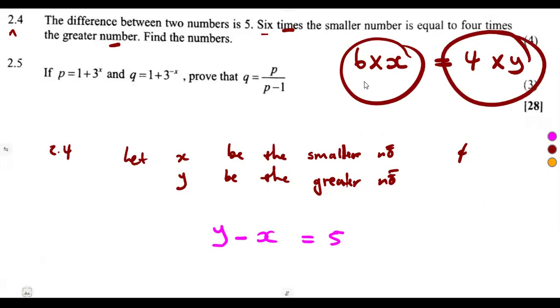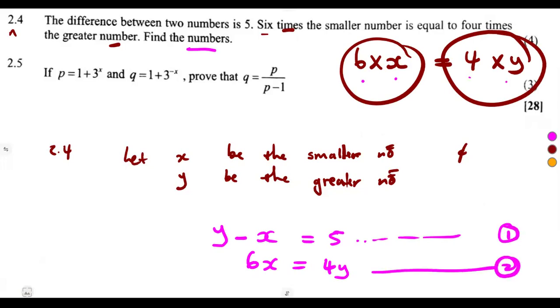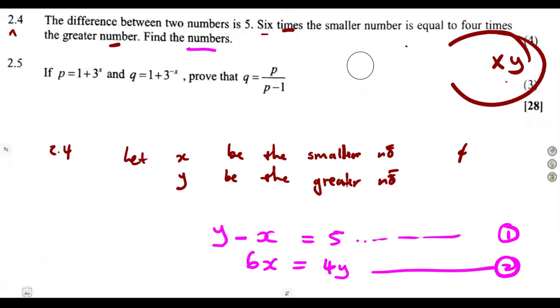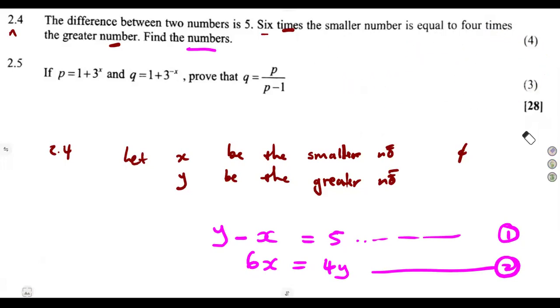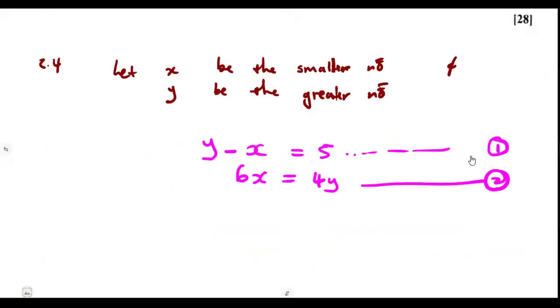They're equal. So 6 times x is what? 6x is equal to 4 times y, which is what? 4y. So this is what we are given. And with these two equations, we are asked to find the numbers. Guys, we have formed 2 equations here. And these are simultaneous equations, just like the previous case that we had. We can solve these equations simultaneously.